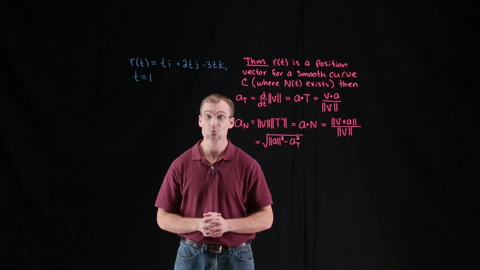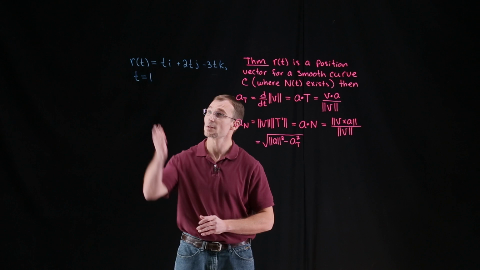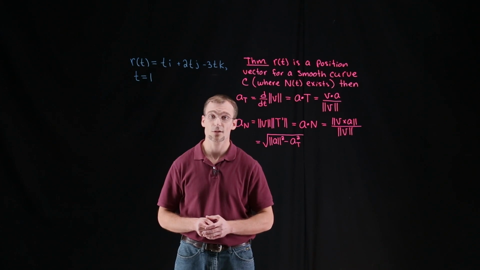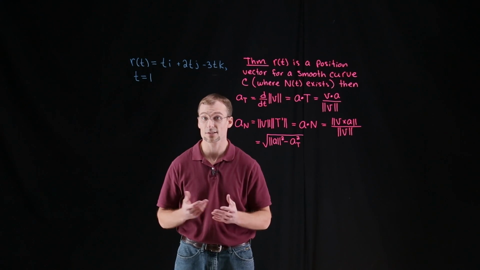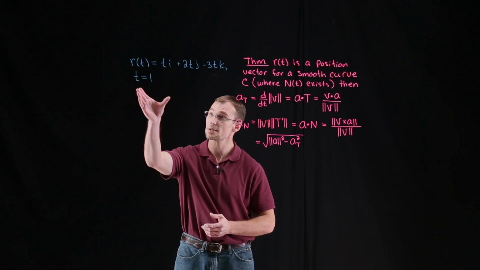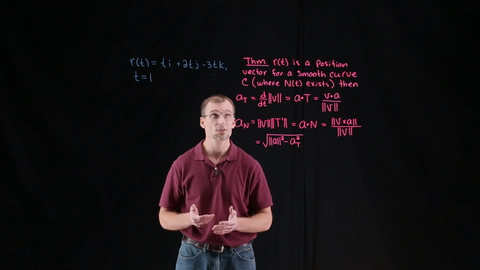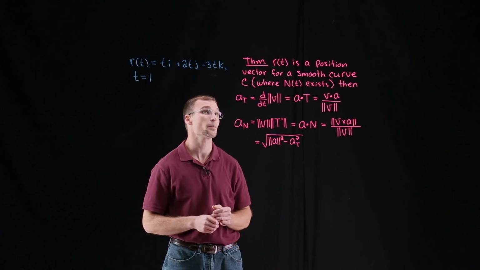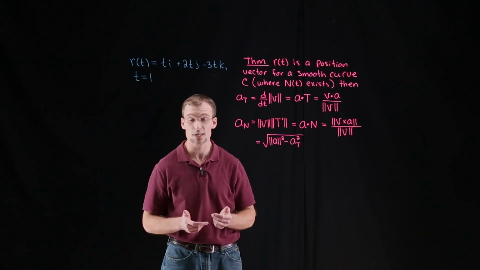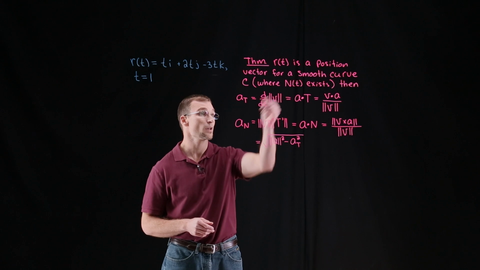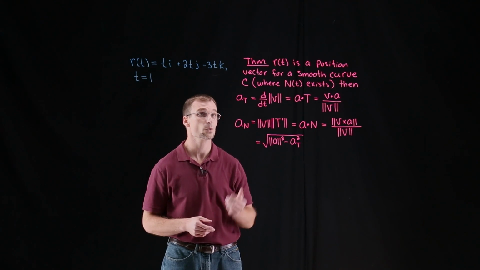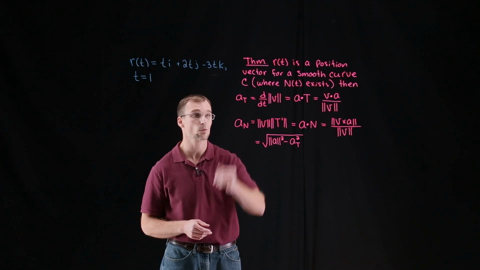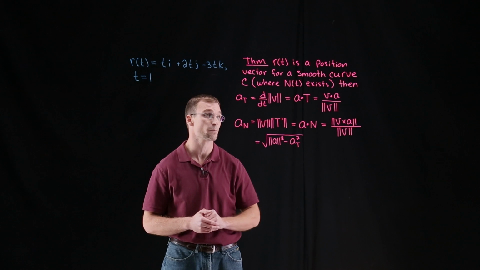Hello everyone, I'm Adam. In this problem, for a given space curve r of t, what we want to do is find the tangential and normal components of the acceleration vector at the given time t equal to 1. Now to help us out, we have a theorem from our section that says that for r of t being a position vector for some smooth curve C, where a unit normal vector N of t exists, then we can compute our tangential components and normal components using these formulas here.